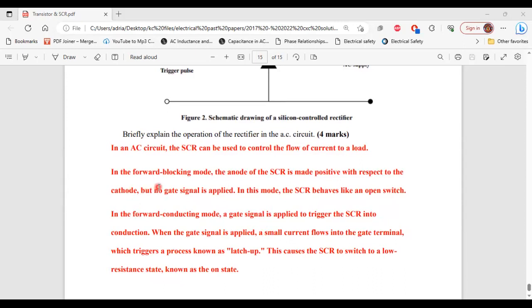In the forward blocking mode, the anode of the SCR is made positive with respect to the cathode, but no gate signal is applied. In this mode, the SCR behaves like an open switch. In forward conducting mode, a gate signal is applied to trigger the SCR into conduction. When the gate signal is applied, a small current flows into the gate terminal, which triggers a process known as latch up. This causes the SCR to switch to a low resistance state known as the on state. So that's it for part B, and that's it for this question.